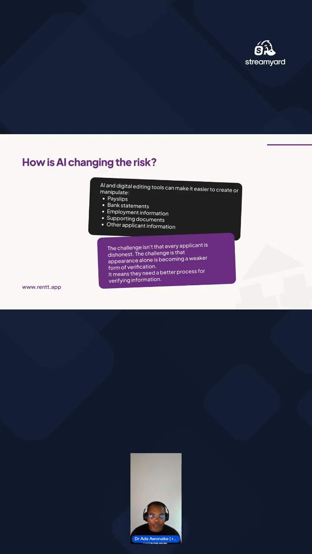And that's the risk. If technology makes it easier for false information to look credible, then our processes need to become better at verifying the information behind the document. So the answer isn't suspicion. The answer is better verification. And that is an important distinction. Okay?